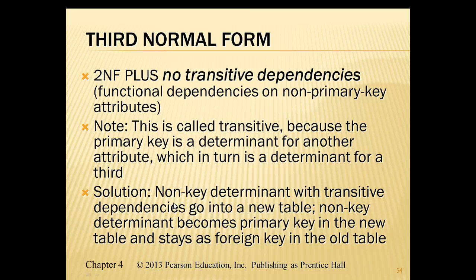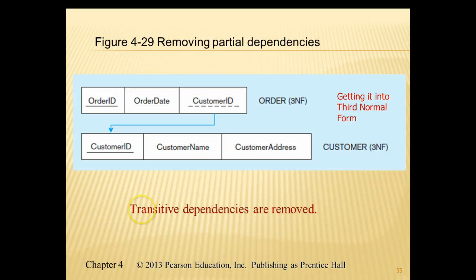Now there's a note on here that says this is called transitive because the primary key is a determinant for another attribute, which in turn is a determinant for a third. So the solution to that is a non-key determinant with transitive dependencies goes into a new table. So non-key determinants become a primary key in the new table and stay as a foreign key in the old table. So let's take a look at that.